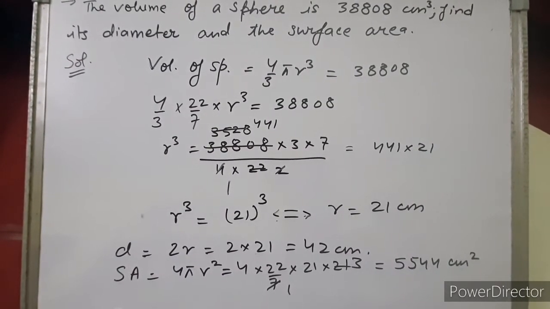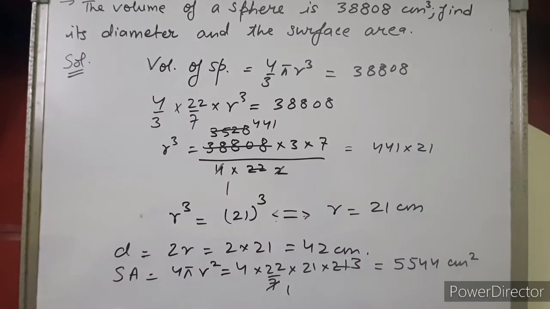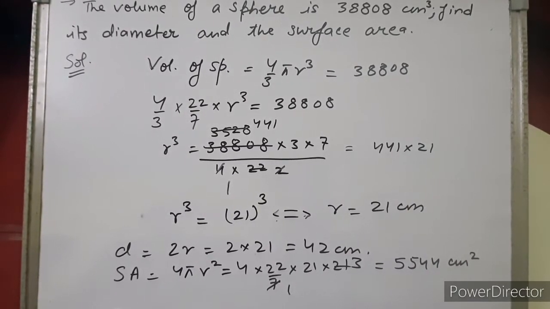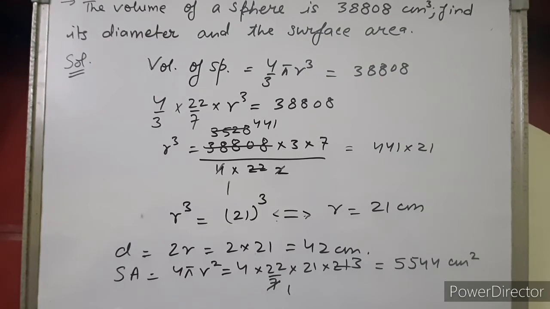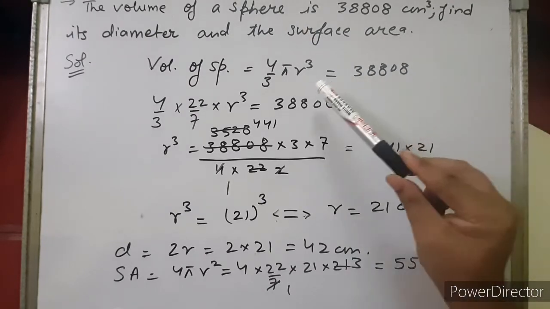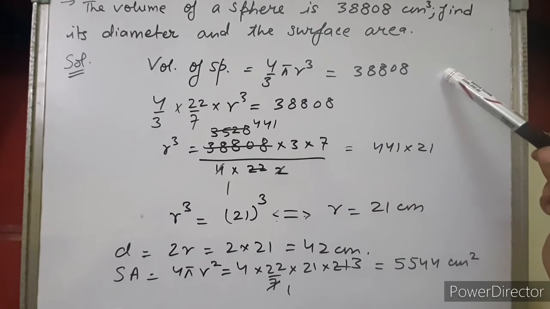Let's see a few sums so that we can understand how to use the formulas in solving sums. In this sum it is given that the volume of a sphere is 38808 centimeter cube. Find its diameter and the surface area. That means the sphere volume is given and diameter and surface area we have to calculate. Now let's see the solution. The volume of the sphere is 4 by 3 pi r cube and the value of volume is given, 38808 centimeter cube.